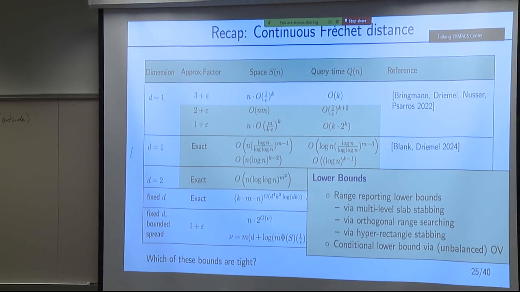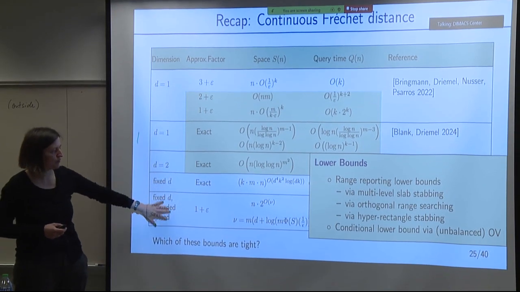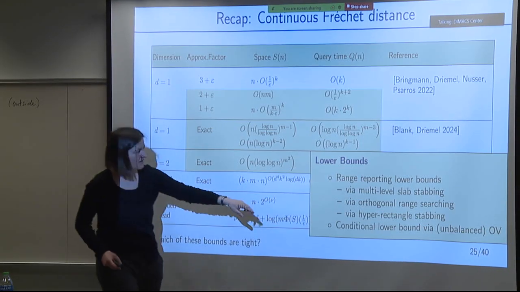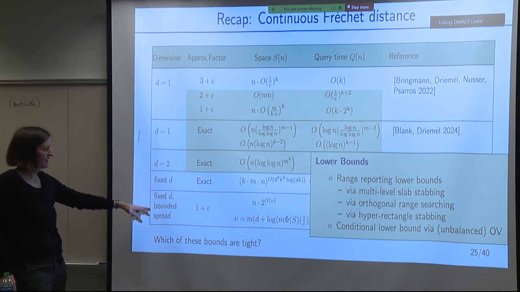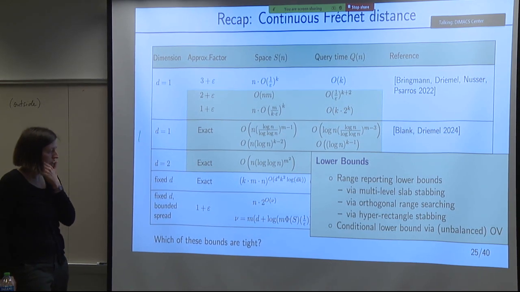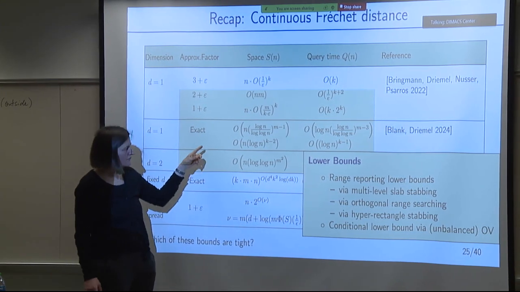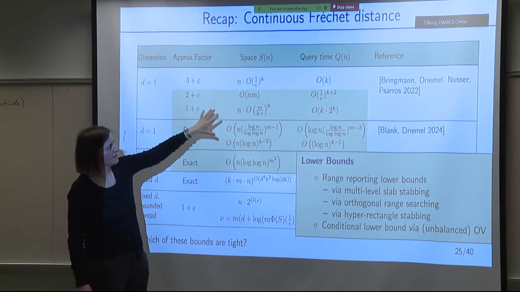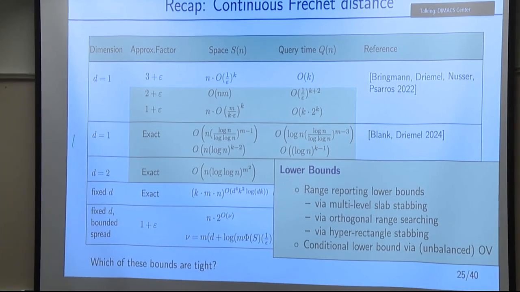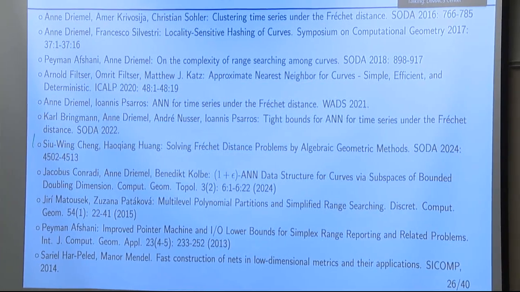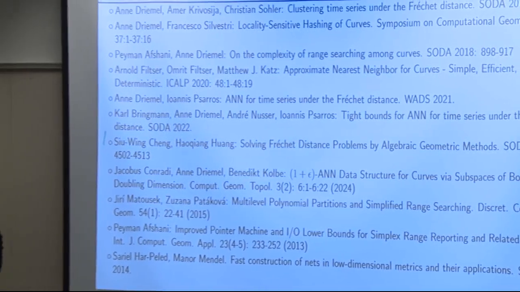So this is basically my summary slide. We talked about these results, and we didn't really talk about these other two, which are not covered now. This one is by Sheng and Huang from '24, and this is the other one with my students and postdoc, Jacobus Conradi and Benedikt Kolbe. We did show some tightness here in this area using range reporting lower bounds and conditional lower bounds based on orthogonal vectors. And I hope those are all the references. That's the end of my first talk. Thank you.